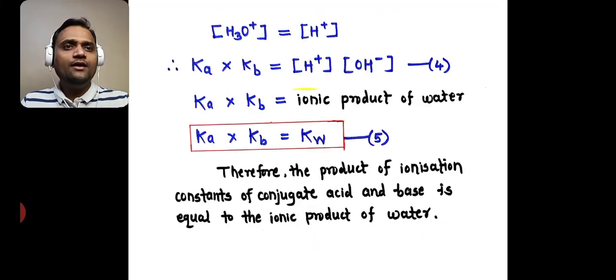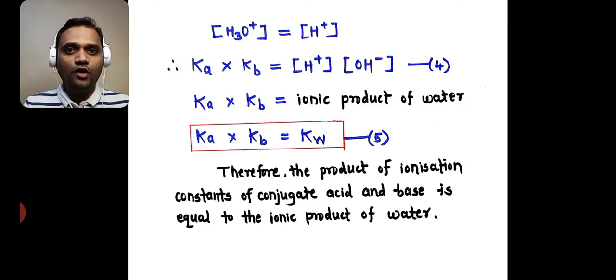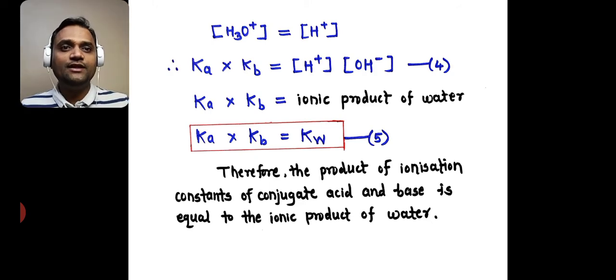And the molar concentration of H plus into the molar concentration of OH minus is nothing but the ionic product of water. So Ka into Kb is equal to the ionic product of water, which we wrote in the previous lecture as Kw. It is a constant and it is written as Kw. So what we get finally is Ka into Kb is equal to Kw.